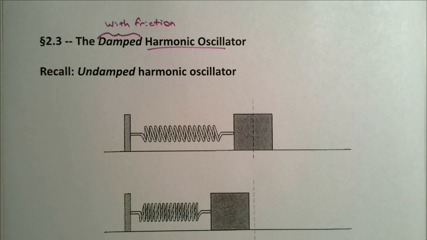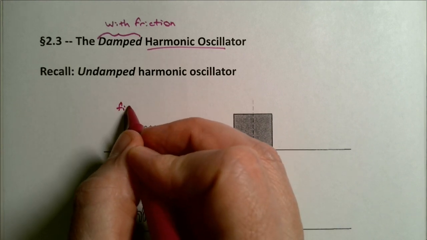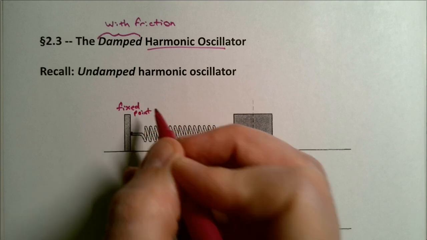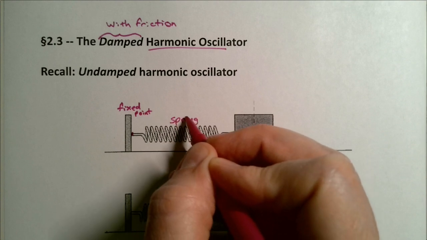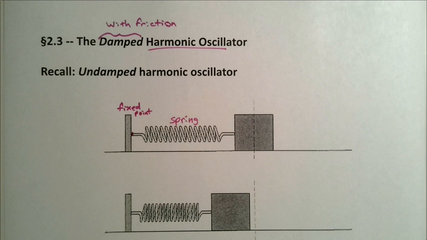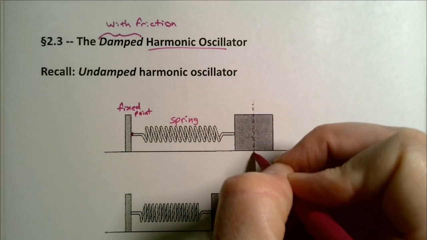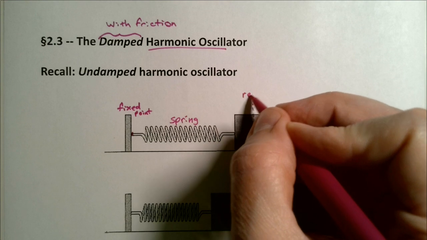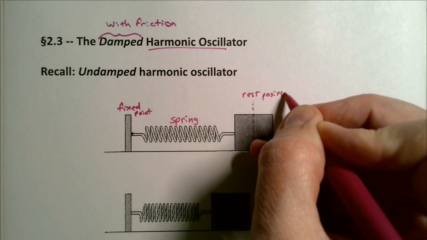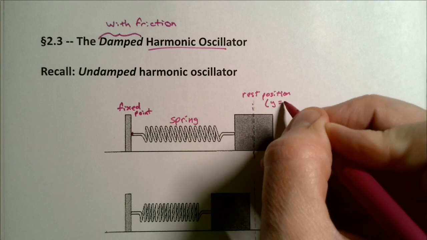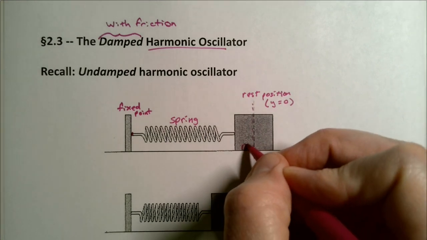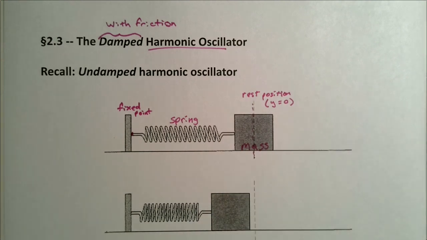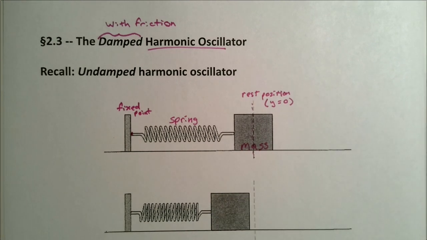But just a quick reminder, we've got our spring attached to some fixed point over here. And this is a spring with a known constant. That spring constant tells us how stiff the spring is. And we have some fixed rest position over here, and specifically we call that y equals 0. We're going to use y as our variable for position. And so the mass gets attached to that spring, and we can either move it towards or away from the fixed point.